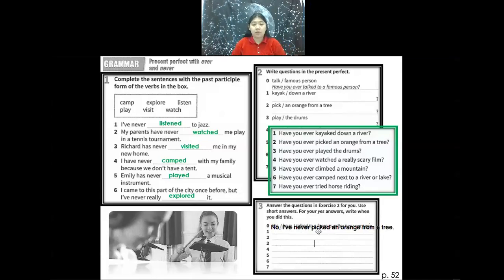Okay, so no, I've never picked an orange from a tree. This is my answer. Number three, have you ever played the drums? Okay, no, I've never played the drums.